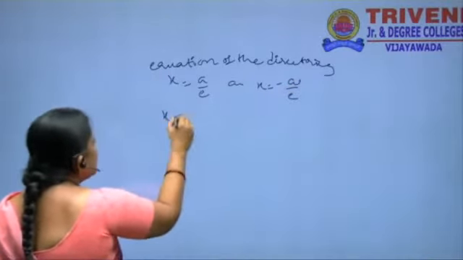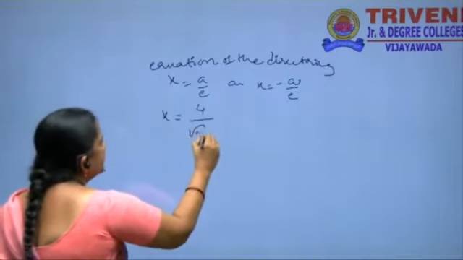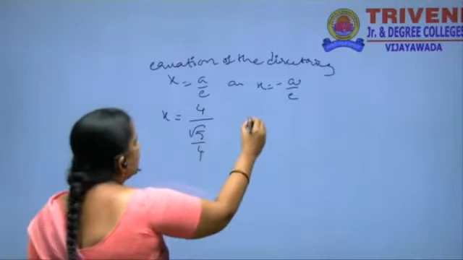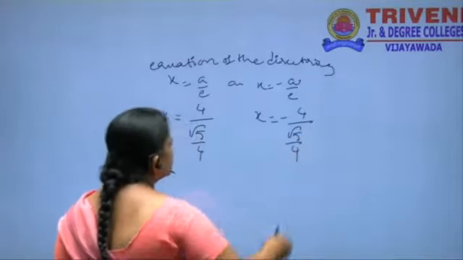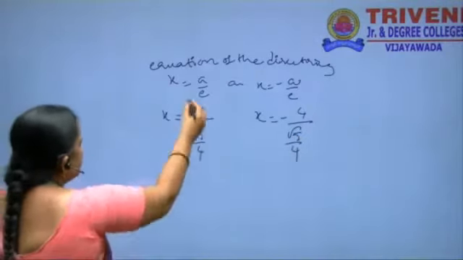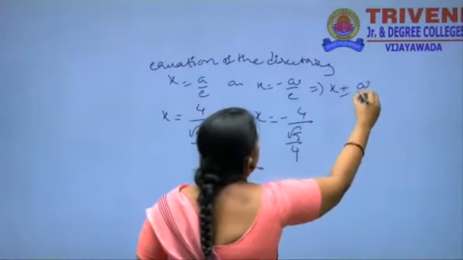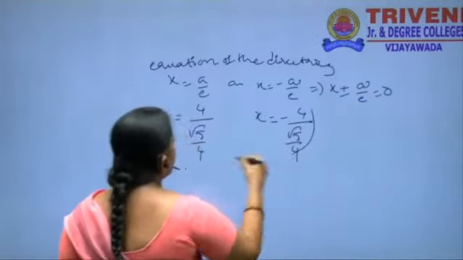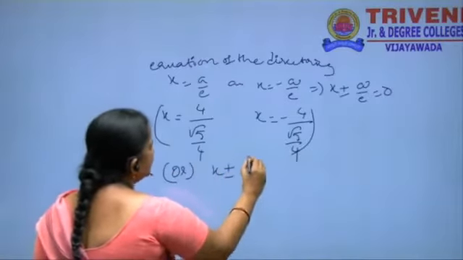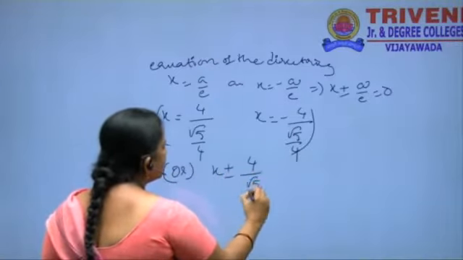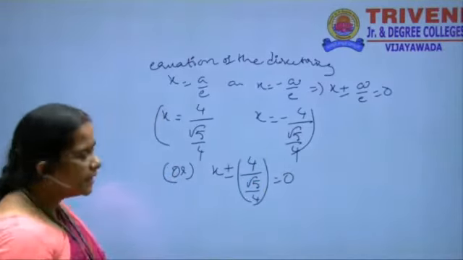We know the value of a here. What is the value of a? 4. 4 by eccentricity, which is root 5 by 4, and here also minus 4 by root 5 by 4. Again here we have to write x plus or minus a by e is equal to 0, that is x plus or minus 4 by root 5 by 4 is equal to 0. This is the equation of the directrices.